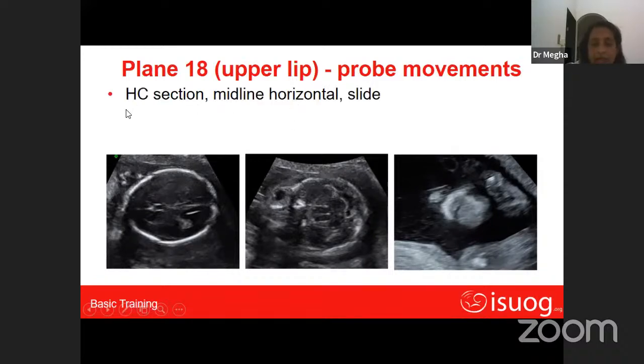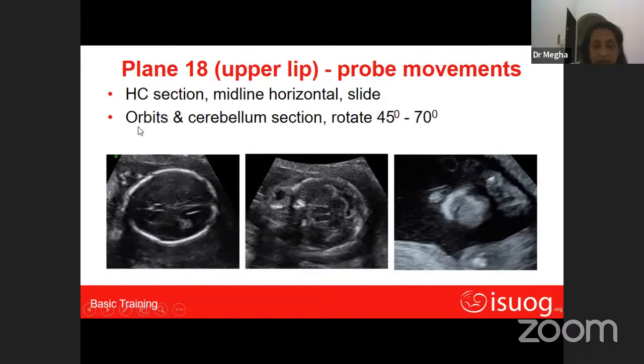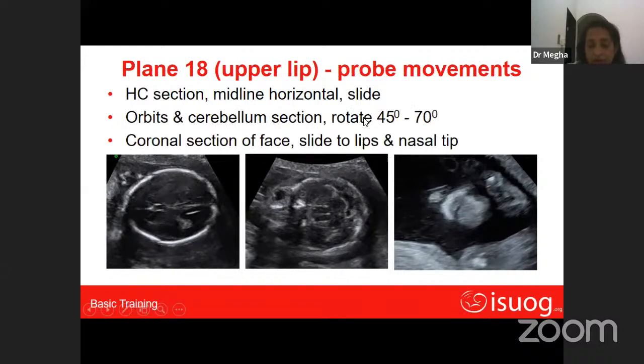So the head circumference section with the midline horizontal, coming down to the orbits and the cerebellum, and then you rotate 45 to 70 degrees until you come to the coronal section of the face, sliding in and out to get the lips and the nasal tip.